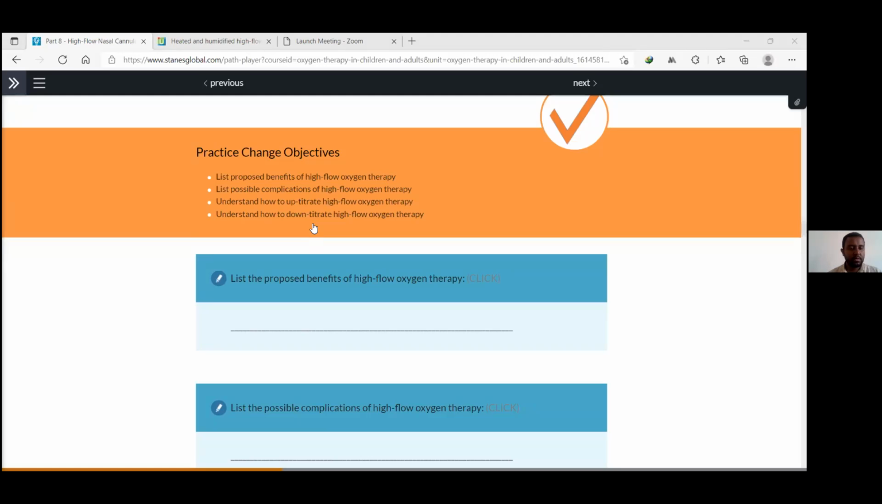High flow can be uncomfortable early. Hot inspired air can be less tolerable early, but not much complication. Okay. Jenny said barotrauma, mucosal damage, aspiration, pneumothorax. Excellent.